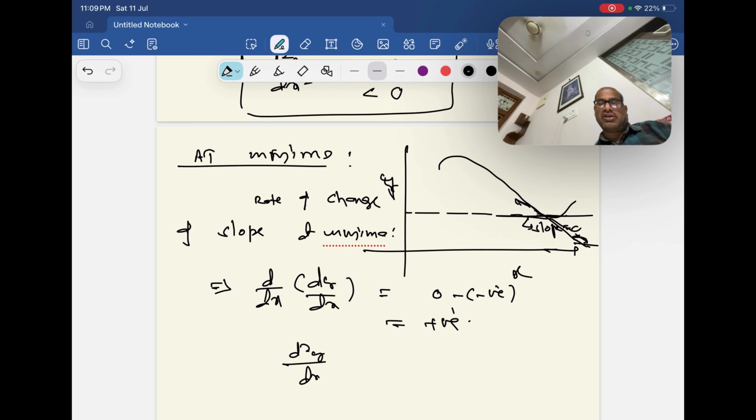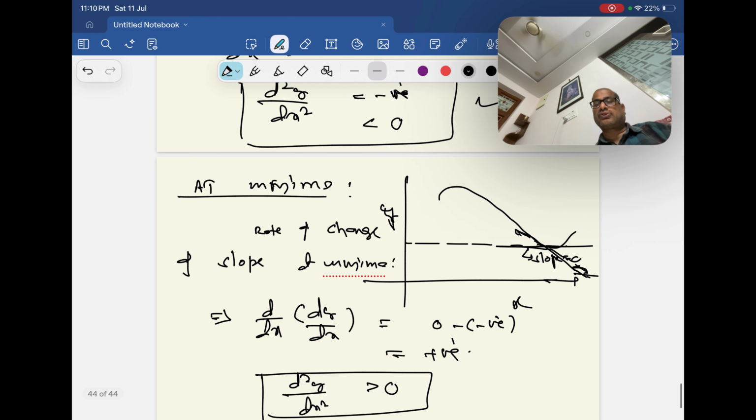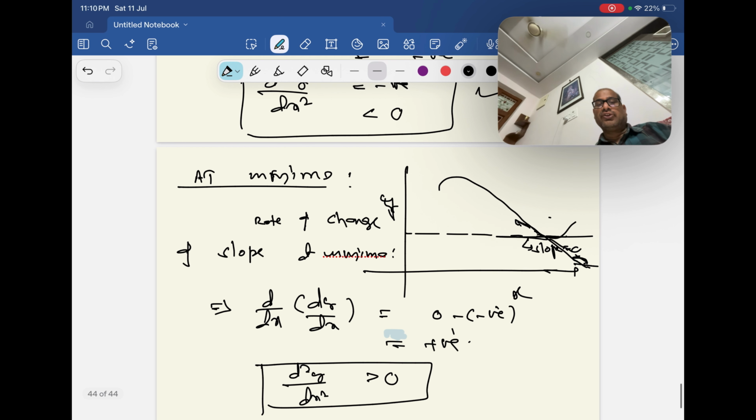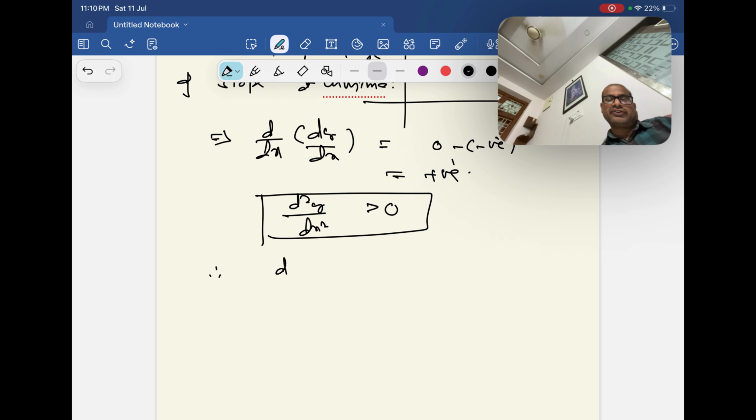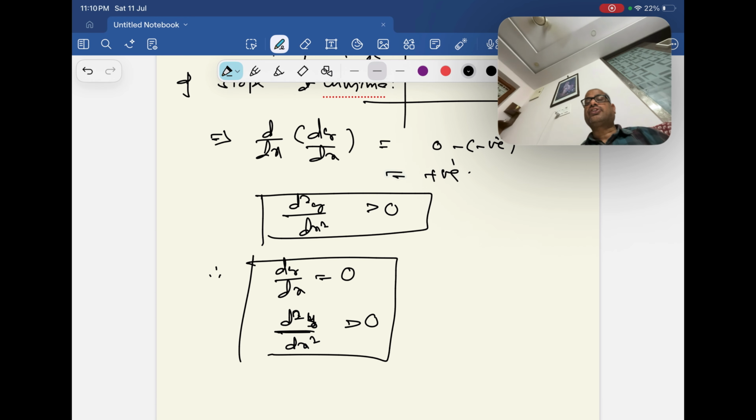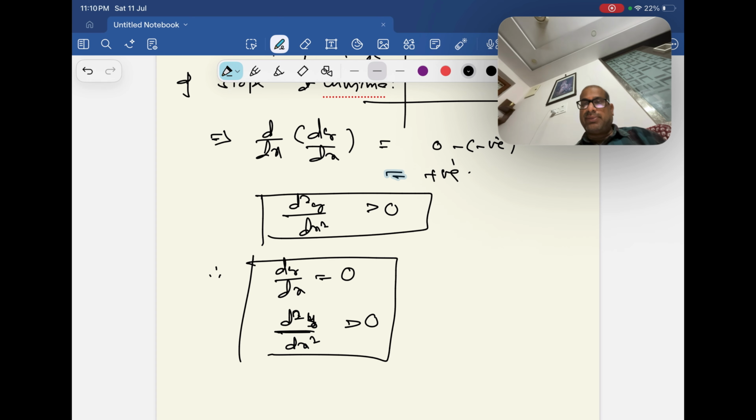That means d square y by dx square is something positive, which means greater than 0. And at minima the slope is 0. Therefore the condition for minima is that the first derivative, the slope, must be equal to 0, and the second derivative d square y by dx square must be greater than 0. So any function, if they ask you to find its maxima and minima, take that function, set its first derivative equal to 0, and you will get some value of x. Perform the second derivative and substitute that value of x. If it is less than 0, maxima; greater than 0, minima.